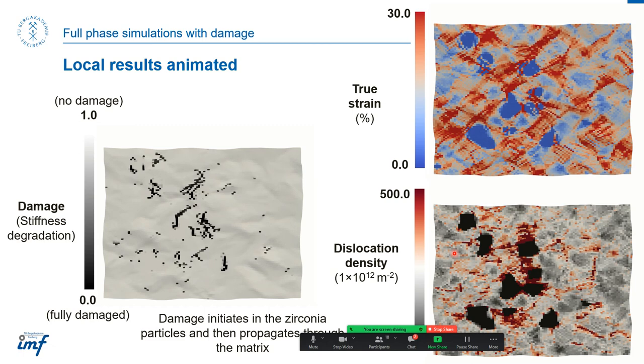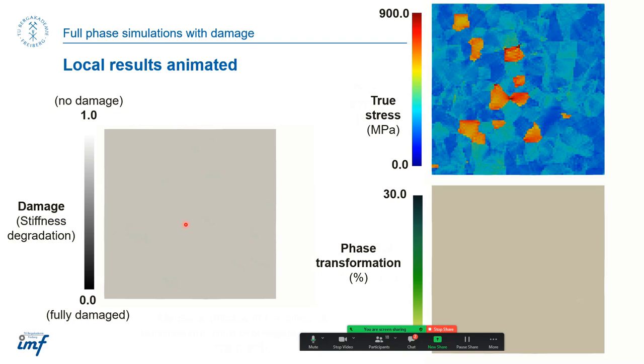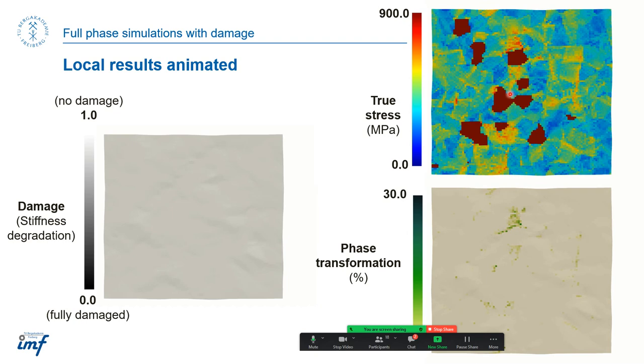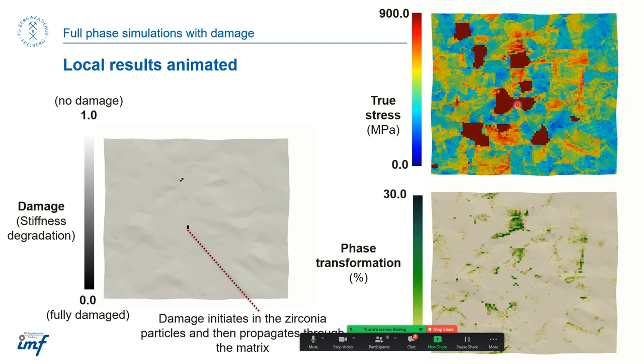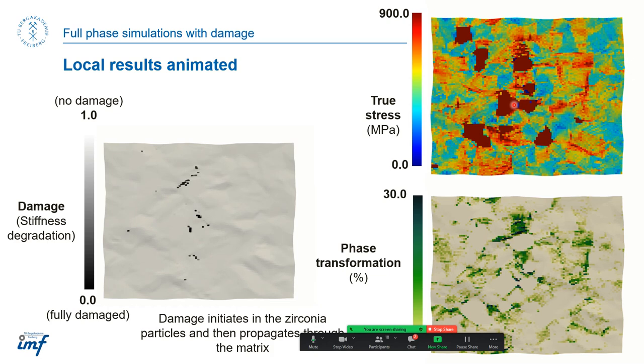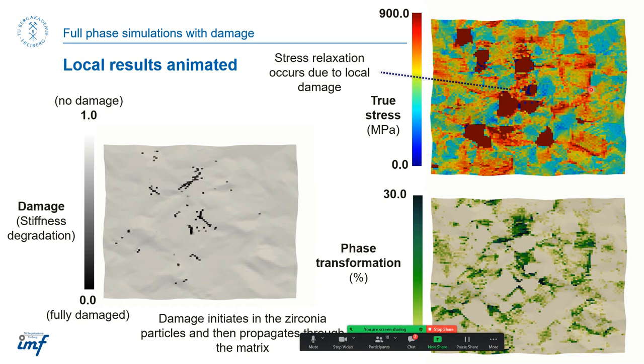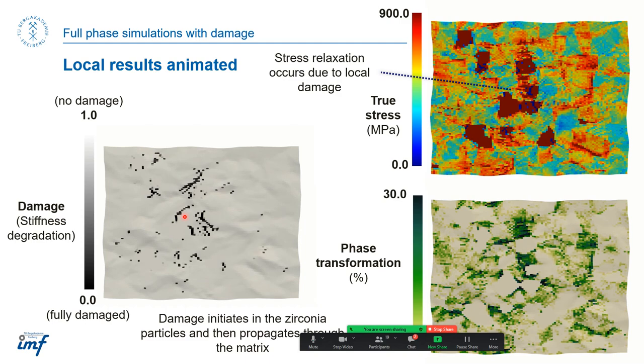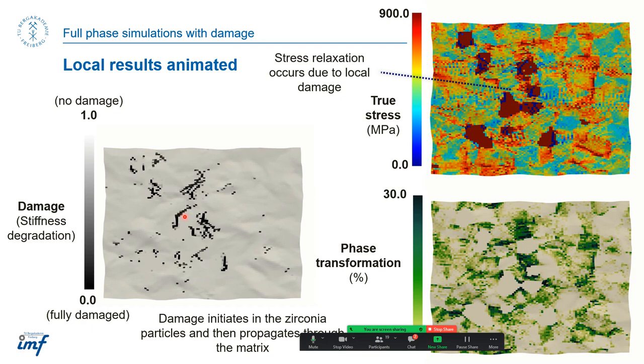And when I look at the effect of damage initiation and propagation on the local stress and phase transformation regimes, we see that initially the stress is quite high in the zirconia particles, and eventually, as soon as the damage occurs, the stresses start to relax. And the stresses shift from the places of high stress where they relax to places where there is relatively lower stress. And we see a lot of stress relaxation in the area where there is a lot of damage. So from these simulations, we have reached a point where we are able to get quite accurate global results as well as local results.